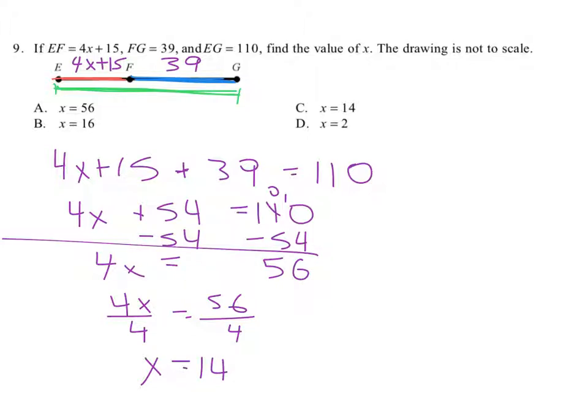Okay, find the value of x. That's what they wanted to know. They wanted to know the value of x. They didn't ask for the measures of the segments. So we have an answer of x equals 14, which is C. We're done.